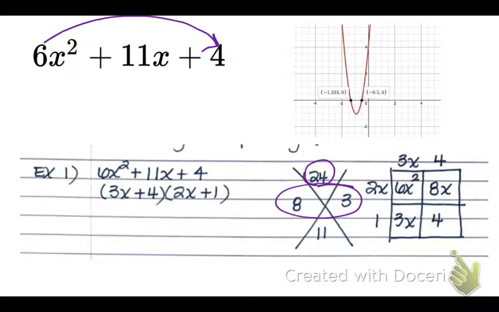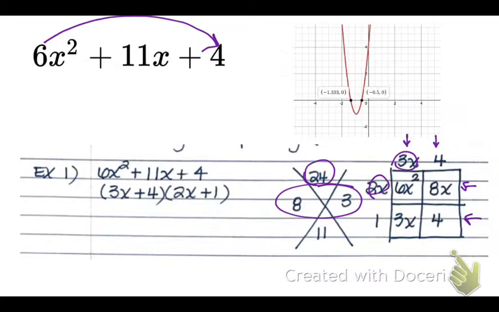And then you need to find your GCF for every column and every row of your box. So 6x squared and 3x have a GCF of 3x, 8x and 4 have a GCF of 4. You just need to check at the end to make sure that these two values, so 3x and 2x, should multiply together to give me 6x squared. You just have to be careful with the signs and make sure you have negatives where appropriate.